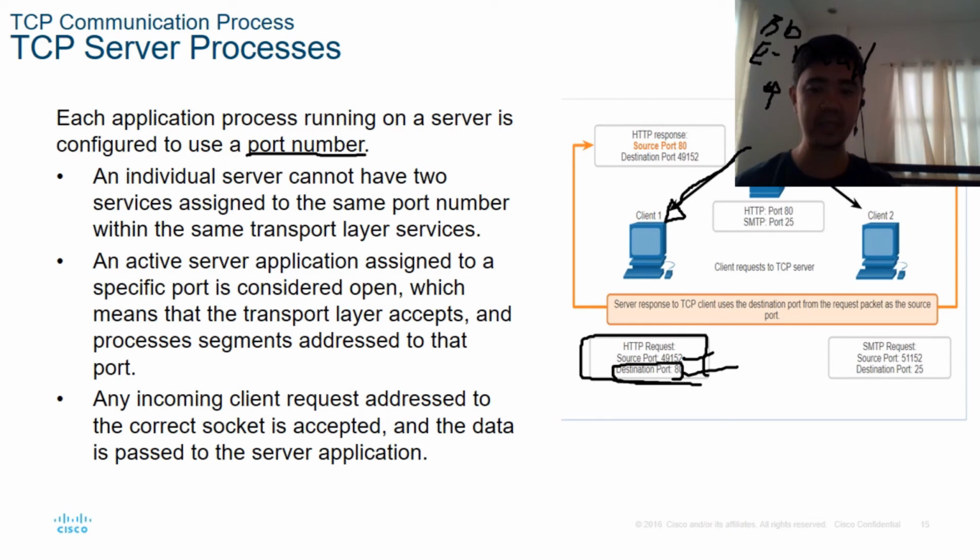If the server replies, it will give the Blackboard page to client 1. The source port in the request becomes the destination port in the response. So this 49152 in the server response becomes the destination port. And the destination port in the request becomes the source port in the response. Take note of that. They interchange. That's the keyword, interchange.